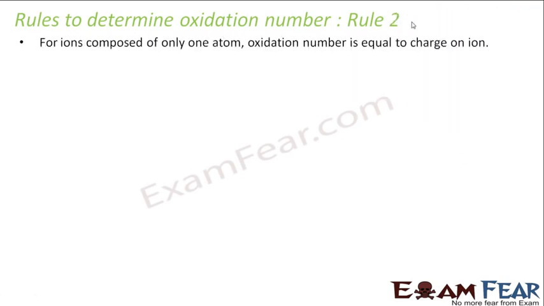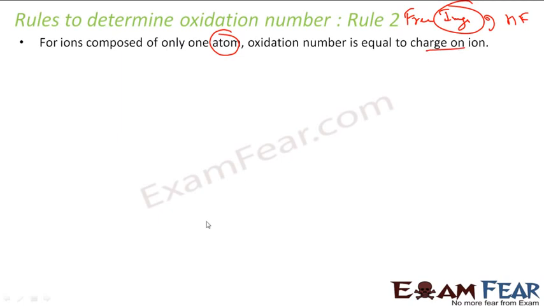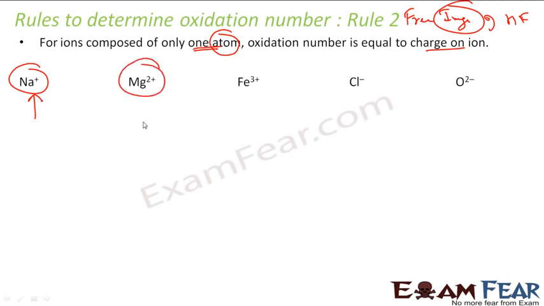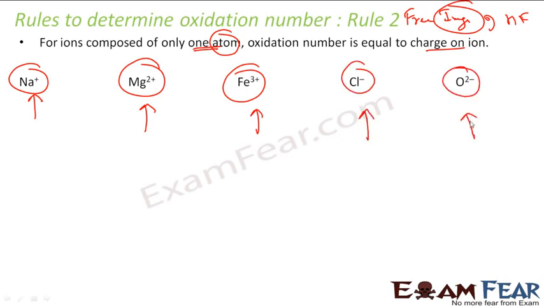The second rule says, it was free image of human face, right? So next is for ions. For ions composed of only one atom, the oxidation number is equal to the charge on the ion. Please note, only for one atom. So for example, if you see Na plus, the oxidation state is plus 1. Mg2 plus, oxidation state is plus 2. Fe3 plus, oxidation state is plus 3. Cl minus, oxidation state is minus 1. O2 minus, oxidation state is minus 2.